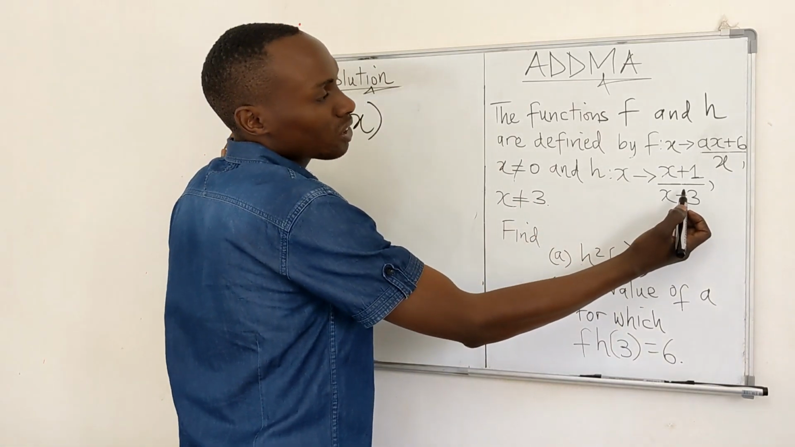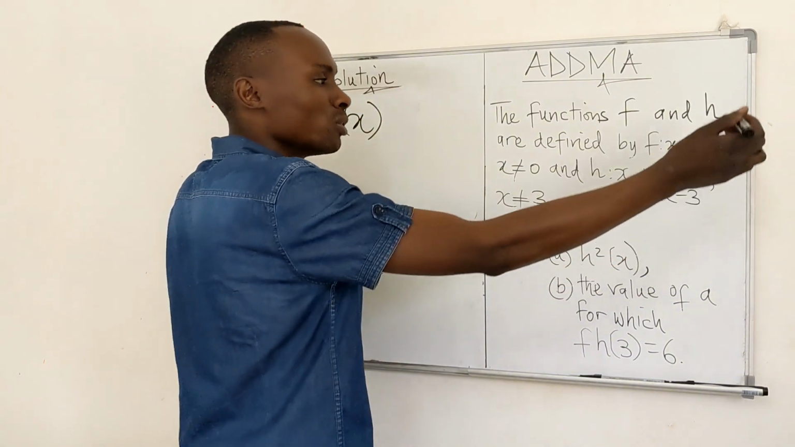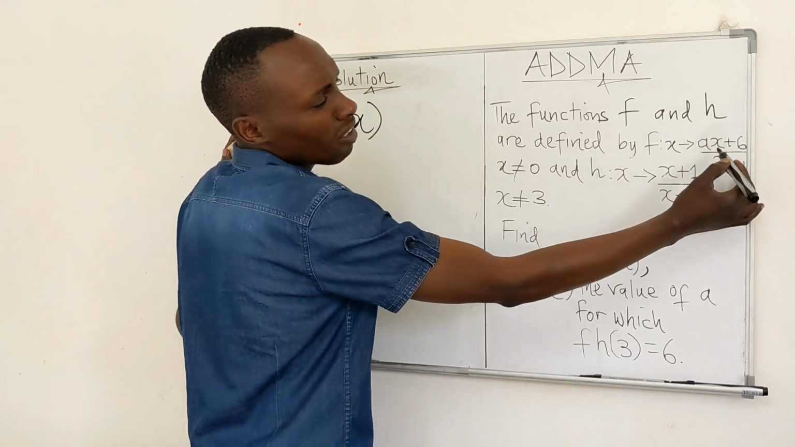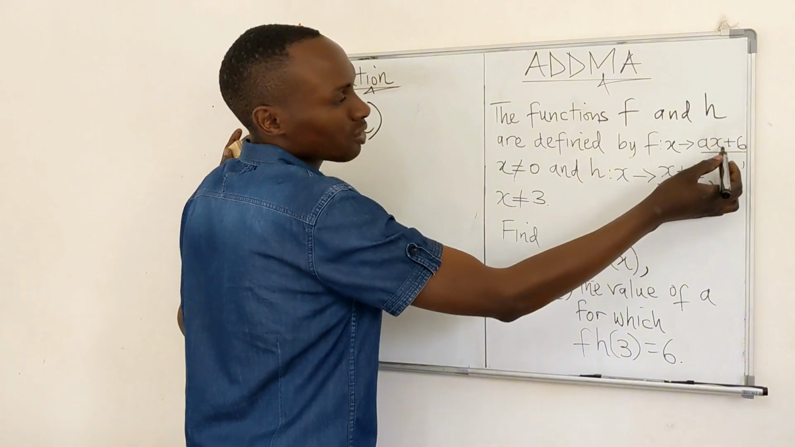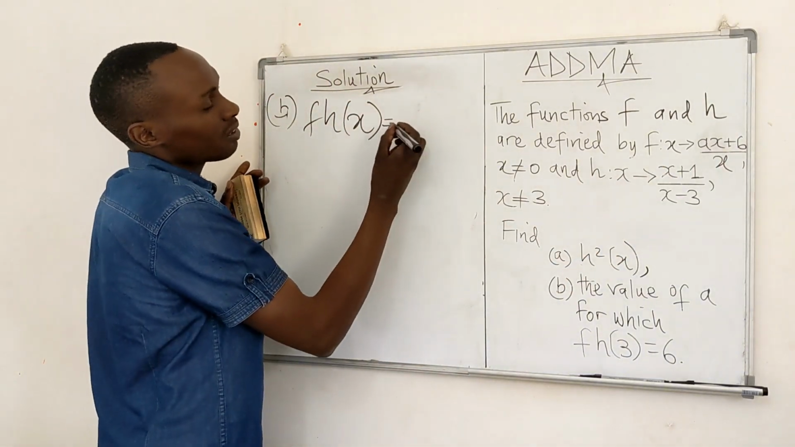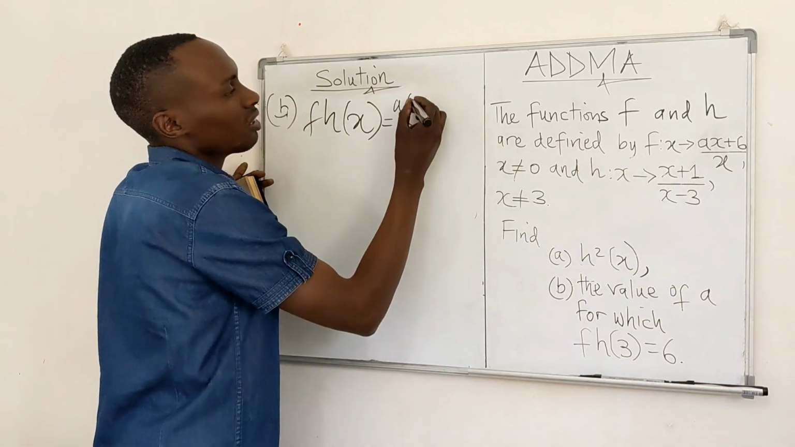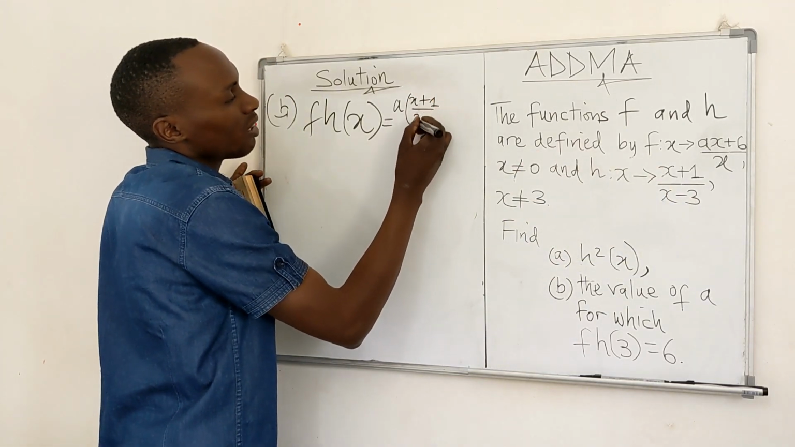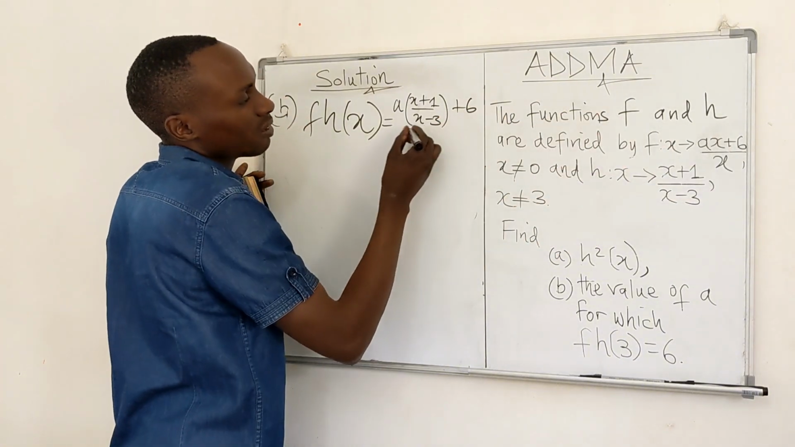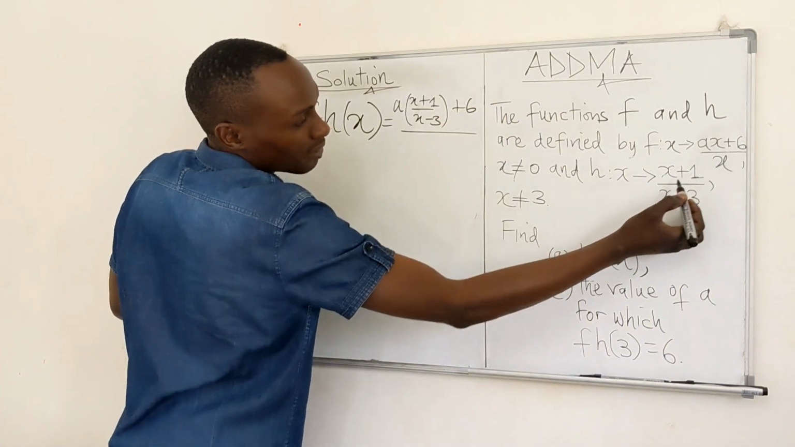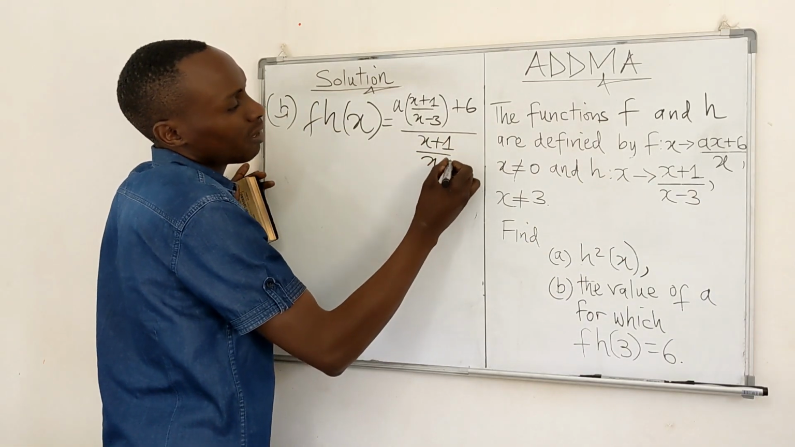This is a function of h, this is a function of f. So this function of h is substituting into the function of f. Wherever there is x here, we are going to put this fraction, x plus 1 over x minus 3. So this is just going to be like this. a is going to multiply with this fraction, x plus 1 over x minus 3. Then on top we've got plus 6, so we indicate plus 6. Then below it's just over x, meaning that fraction, x plus 1 over x minus 3.